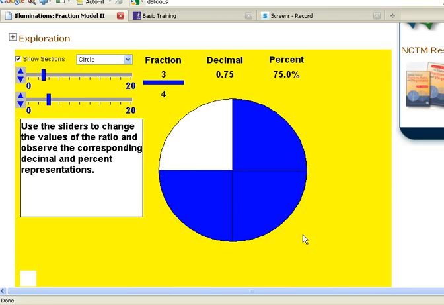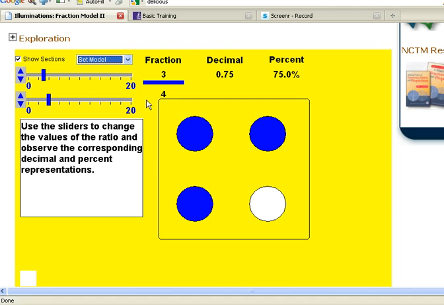This whole unit here is divided into 4 equal parts. The numerator, the top number, tells how many we have. You'll notice here that we have 3 parts. This happens to be a circle model. Let's go ahead and switch to a set model.